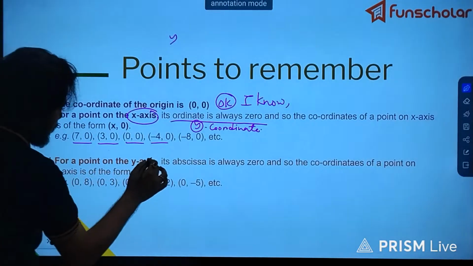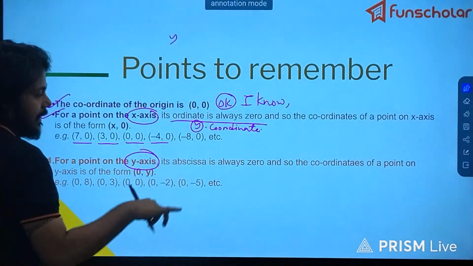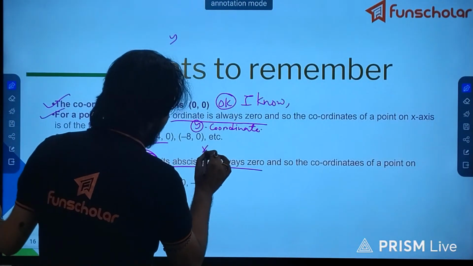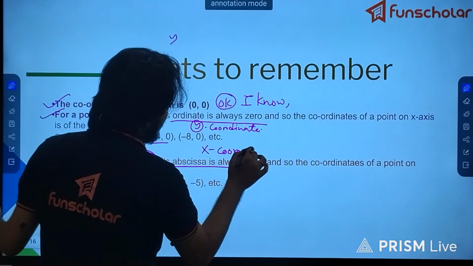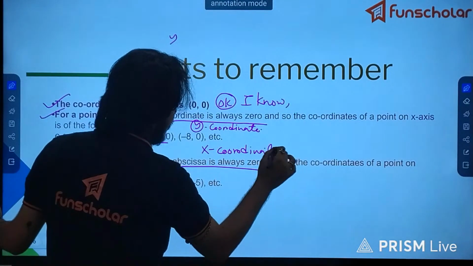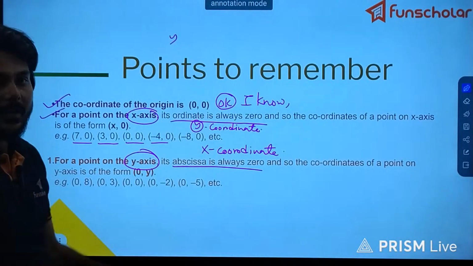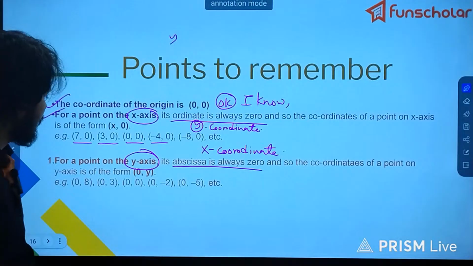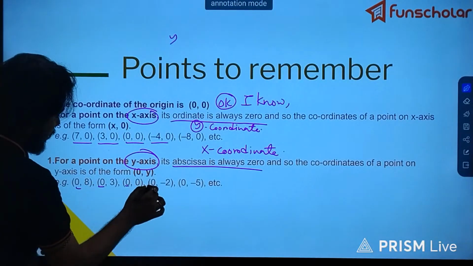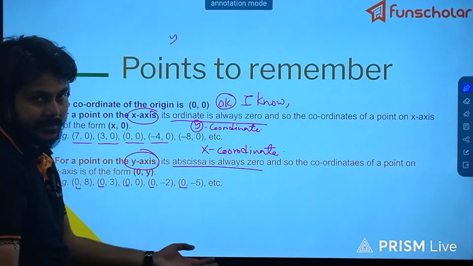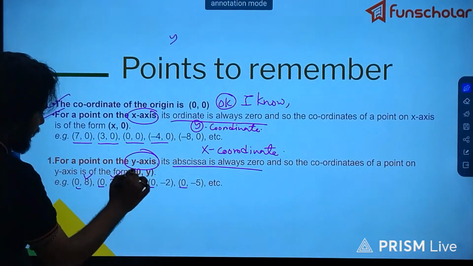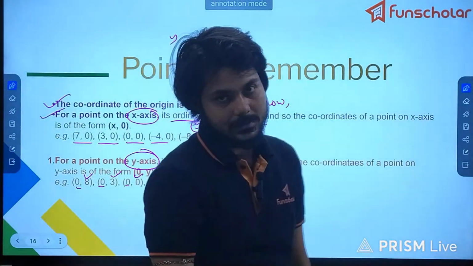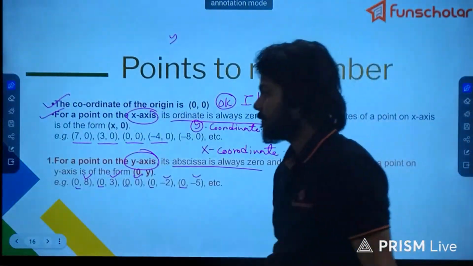And for a point that lies on the y-axis, you will say that yes sir, we know the abscissa is going to be 0. Abscissa means the x coordinate. The x coordinate is 0, for any point that lies on the y-axis. See, all the abscissa or all the x coordinates are 0. No matter the ordinate is positive or negative, it will definitely lie on the y-axis. Clear?